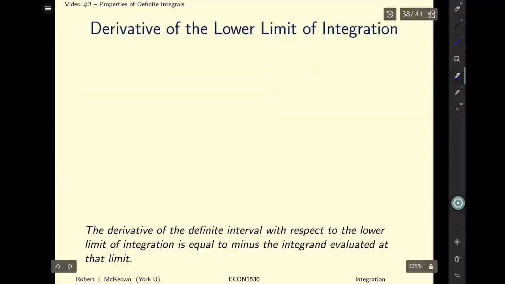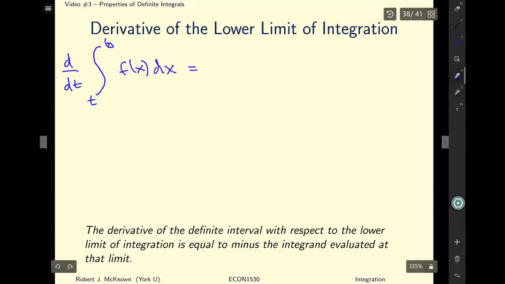Now let's talk about the lower limit of integration. And so I'm going to draw a definite integral. I'm going to put b as the upper limit, and I'm going to put t as the lower limit this time. And I want to take the derivative of this thing with respect to t again. So I'm going to take the derivative with respect to the lower limit. Now I'll write it formally. So we've got f of x dx.